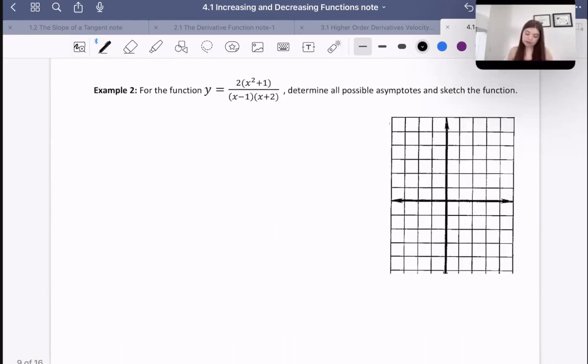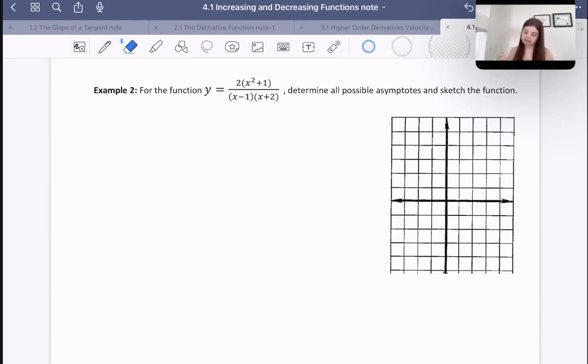The next one says, for the function y equals 2x squared plus 1 over (x minus 1)(x plus 2), determine all possible asymptotes and sketch the function. All right, so let's give that one a try. Let's first find all the possible asymptotes because we'll need to do that in order to sketch this function. So first things first, what's the degree of the numerator and the denominator?